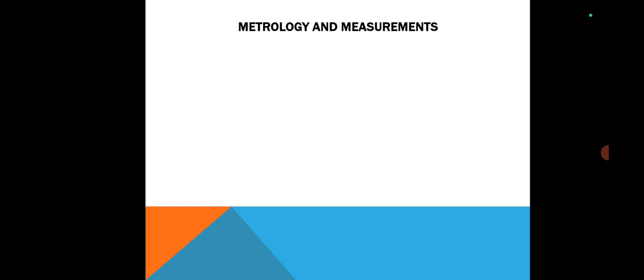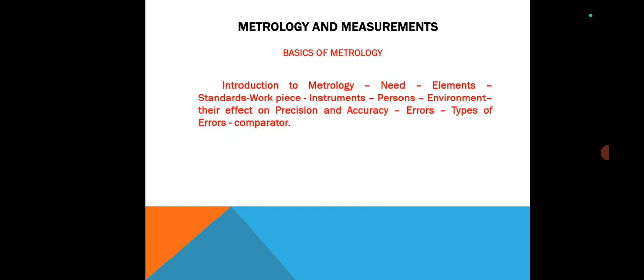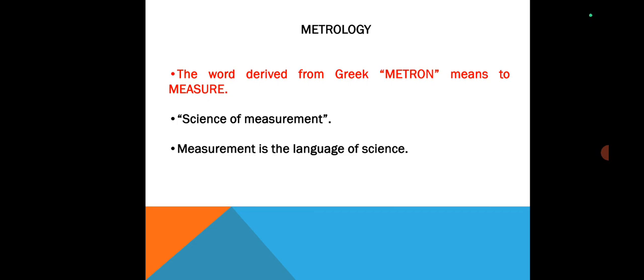In this session, I am going to discuss the basics of metrology. I am going to cover the introduction of metrology, need of metrology and elements of metrology, and their effect on precision and accuracy, and what is error and types of errors, and finally what is a comparator. The word metrology is derived from Greek words. Metro means measurement, logy means science. So finally, what metrology means, we can conclude, is the science of measurement.